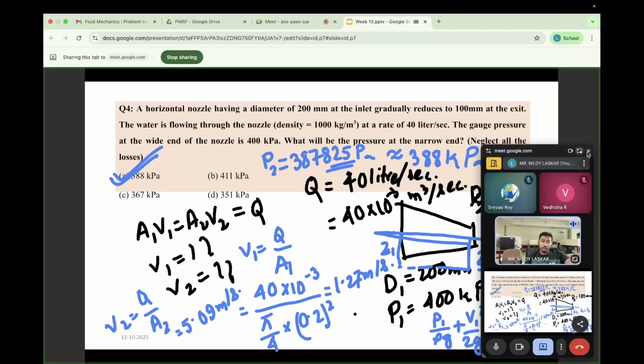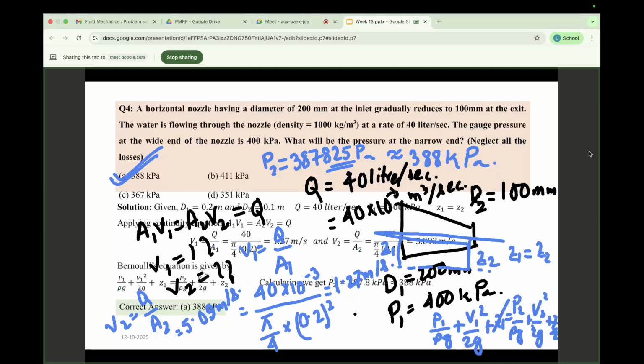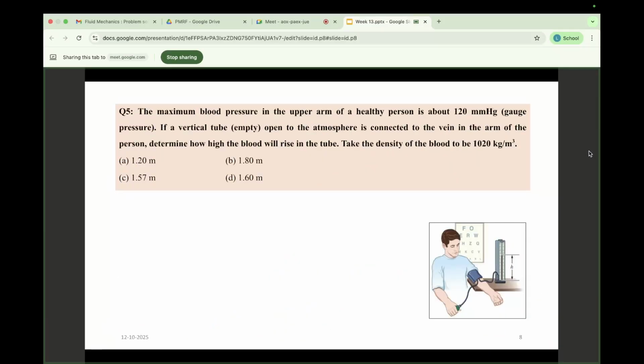Now I am moving to another type of question. It's basically about blood pressure. What is given? The maximum blood pressure in the upper arm of a healthy person is about 120 millimeter mercury. This is the gauge pressure they are giving. If a vertical tube open to the atmosphere is connected to the vein in the arm of the person, determine how high the blood will rise in the tube.